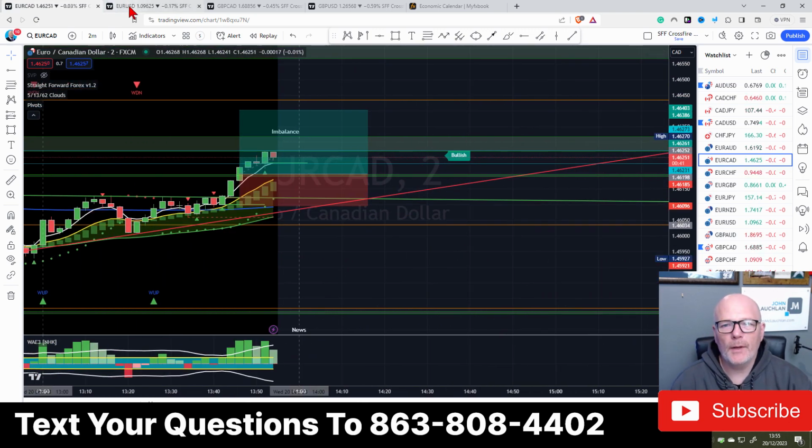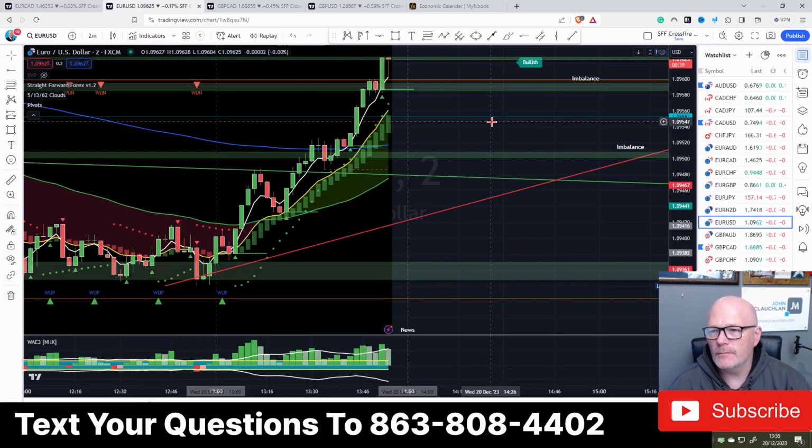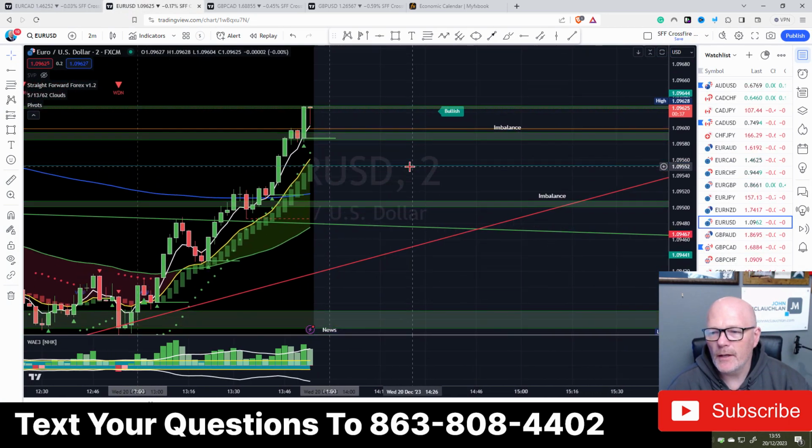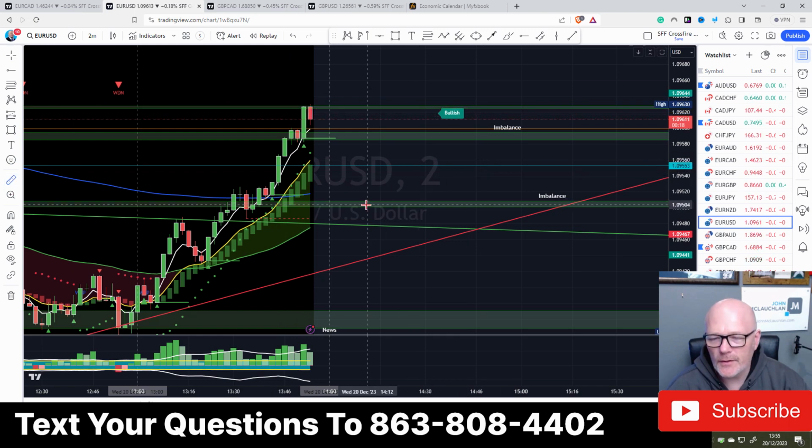Right, let's go look at some more pairs, because we've been talking about Euro CAD for a while. And while we've been doing that, the Euro USD has shot through the imbalance. It's shot through the pivot line. So all this imbalance has now been mitigated, and this would have been a great trade to take, all the way up. And it just shows us the power of the strategy.